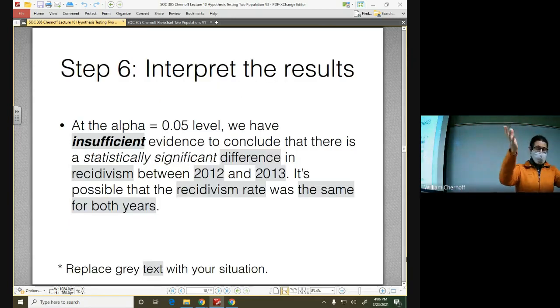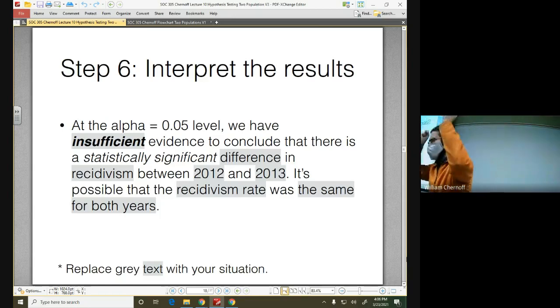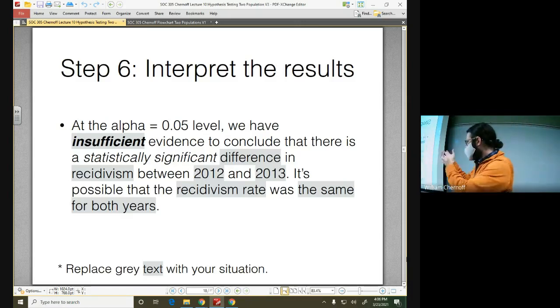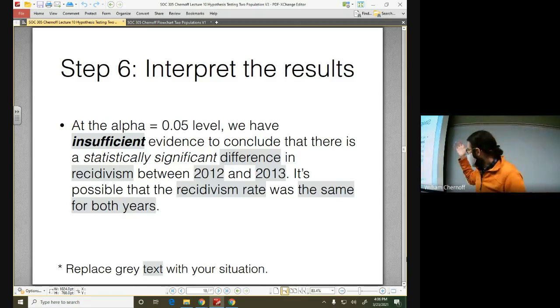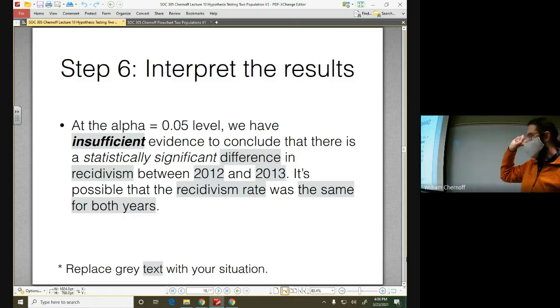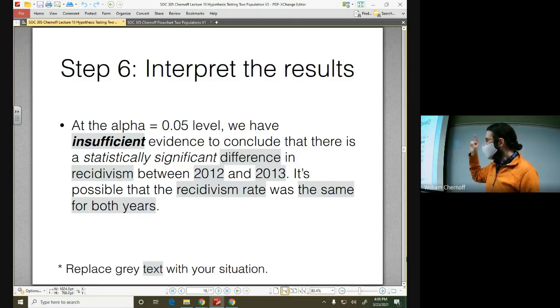And then we interpret that statement. We have failed to reject the null hypothesis. What does that mean in real words? So you can say that at the alpha equals 0.05 level, we have insufficient evidence to conclude that there is a statistically significant difference in recidivism between 2012 and 2013.